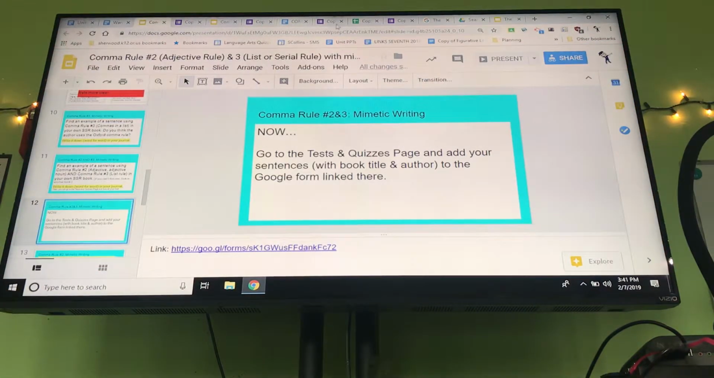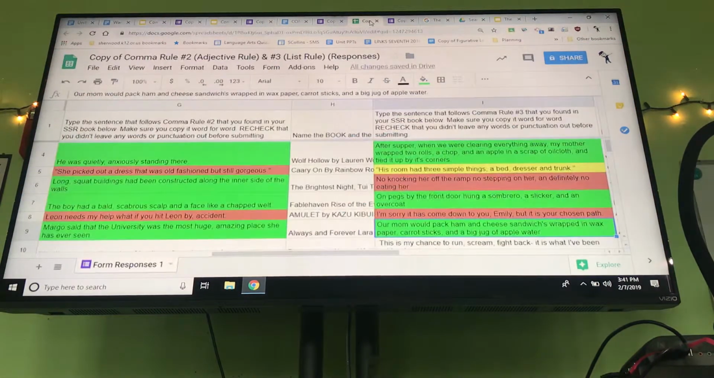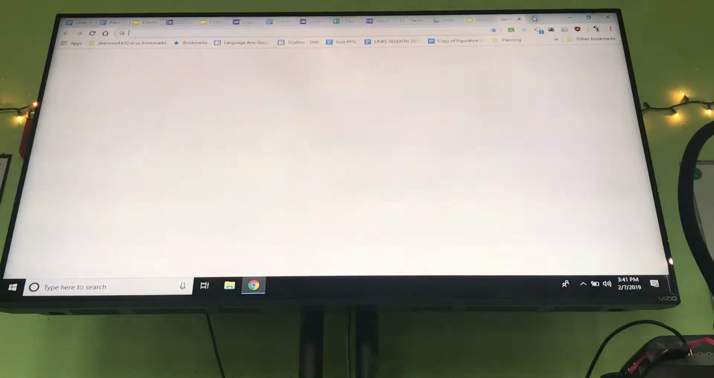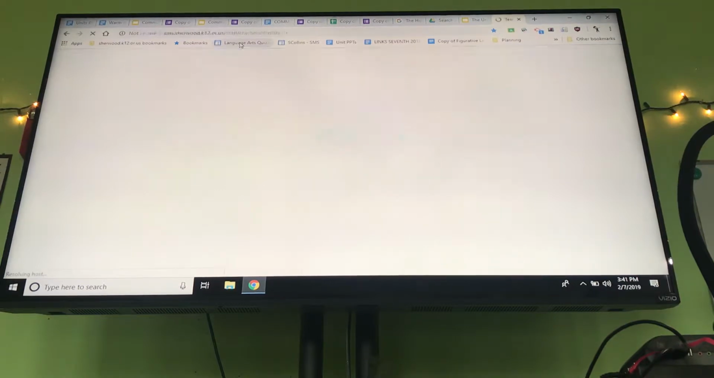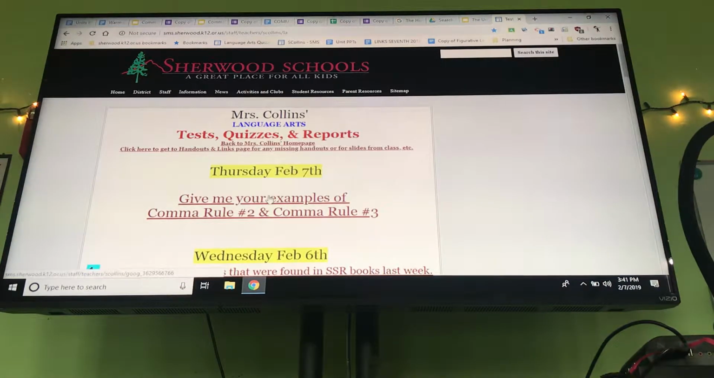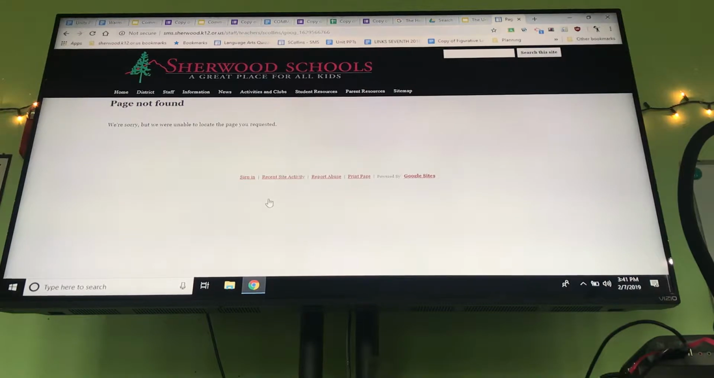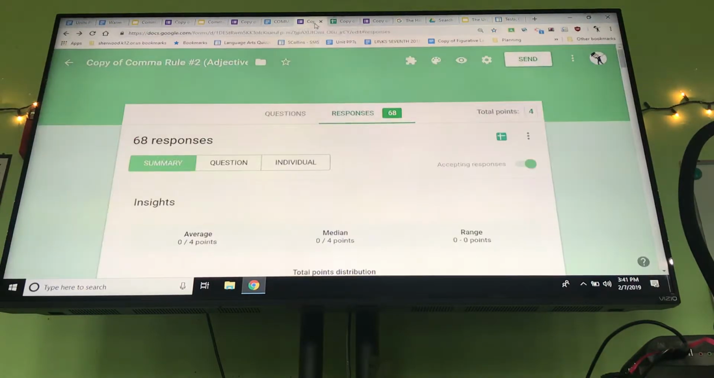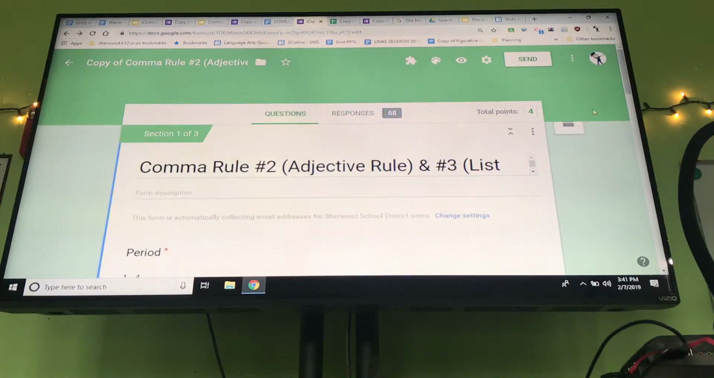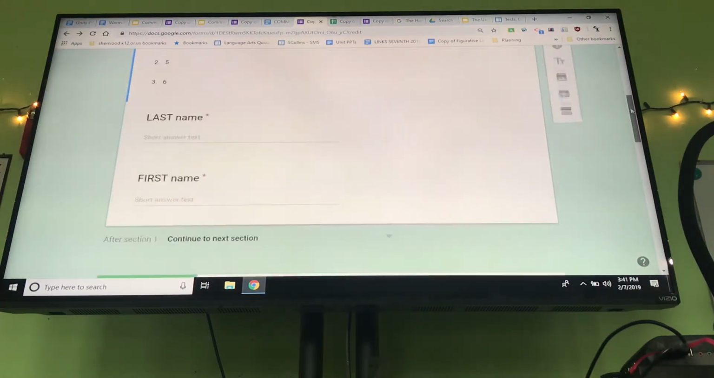So again, like we did with the other things, once you write them down so that you're all ready to add them, you go to the tests and quizzes page, find the link that says give me your example, and if it says page not found, just try it again, because today we've been having that issue over and over and over. See, hold on, I clicked on it when it did work over here. Okay, here it is. Here's what it looks like.